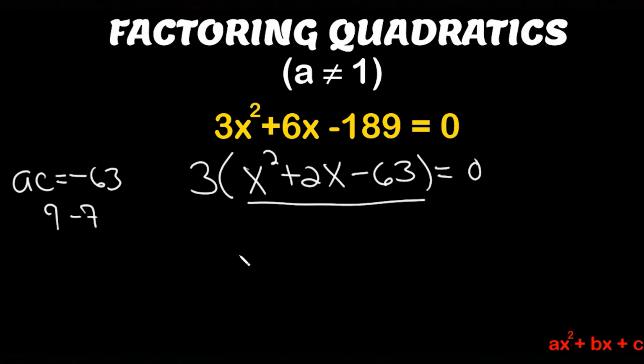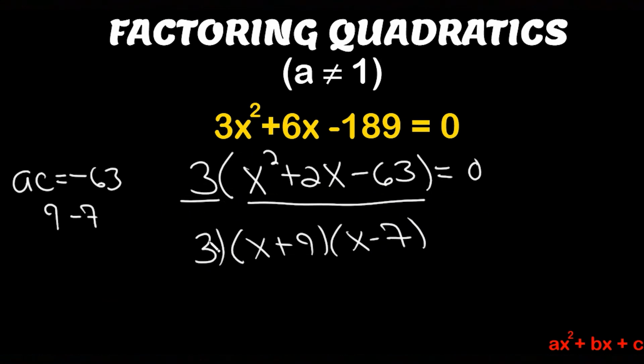So putting it right in factored form, I have x plus 9, x minus 7, and then don't forget about this 3 that's going to come along for the ride. I just put that 3 right at the beginning, just like that. You can actually put it in parentheses if you want, that's fine. And that's done. That's completely factored.